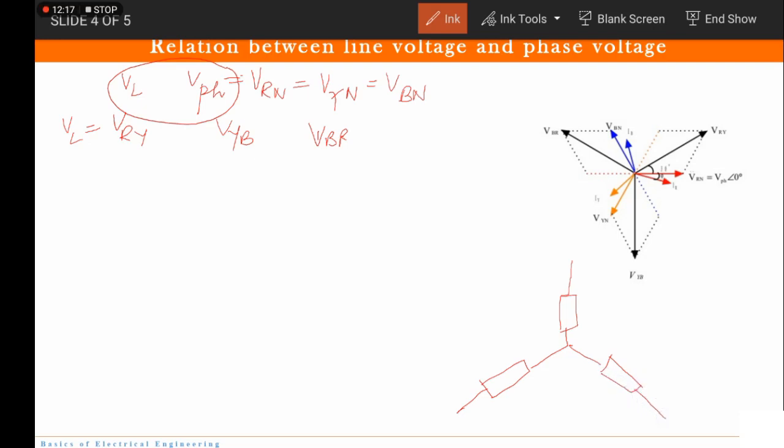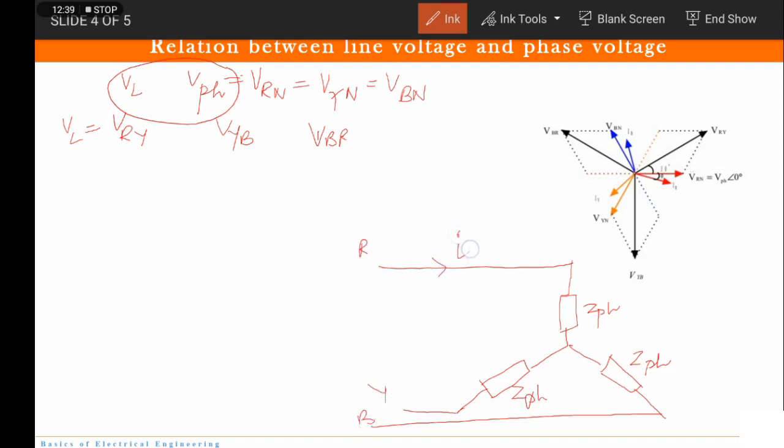This is the connection. Now this is ZPH, that is a phase impedance. All impedances are the same because this is a balanced load. Fine. This is R, this is Y, this is B.